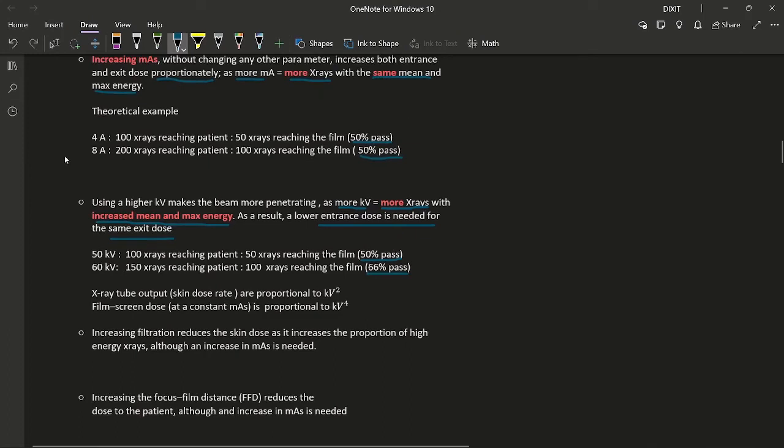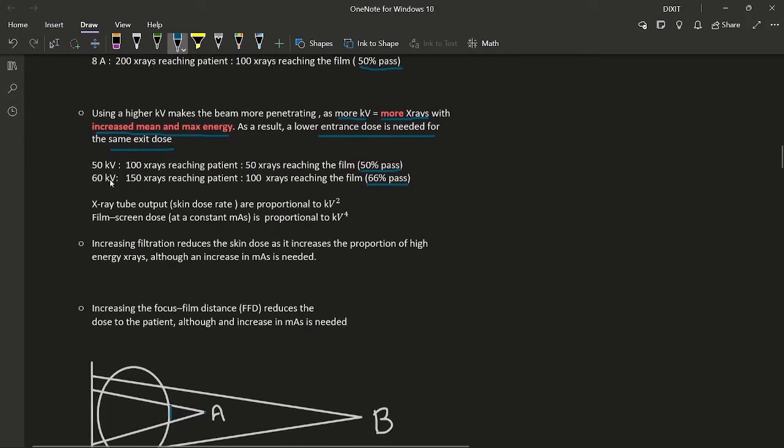Another thing you might have noticed is that in the earlier case, the X-ray output increased only after doubling the current. But even a small increase in kilovoltage actually increases the output of the X-ray significantly. The reason for that is the X-ray tube output is proportional to kV squared, but in the case of current, it is only directly proportional to mA.